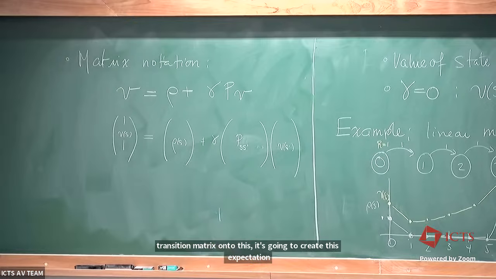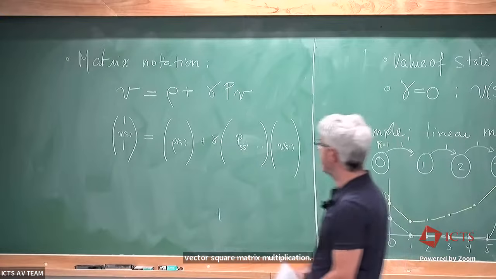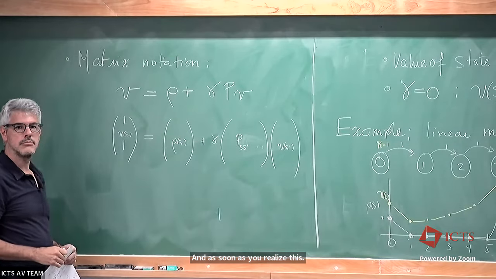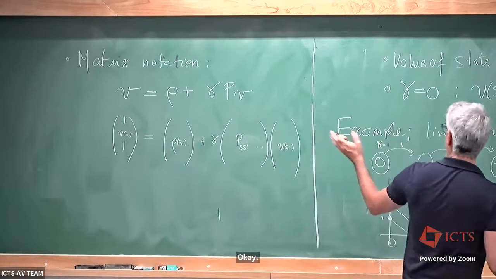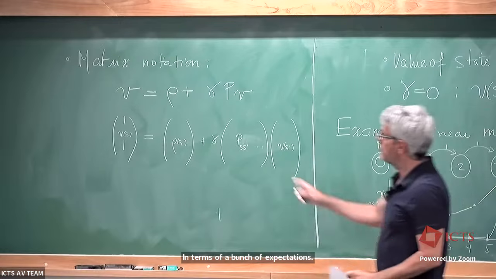So this is a column vector square matrix multiplication. And as soon as you realize this, now you have a linear equation with vectors V on the two sides. Okay, so that's the vector form of the Bellman equation. It's a recurrence iteration equation for the value function. This is the Bellman equation written in explicit form in terms of a bunch of expectations. And this is the Bellman equation written in vector form.